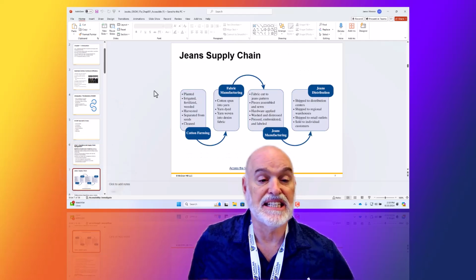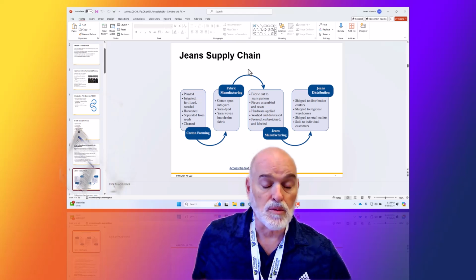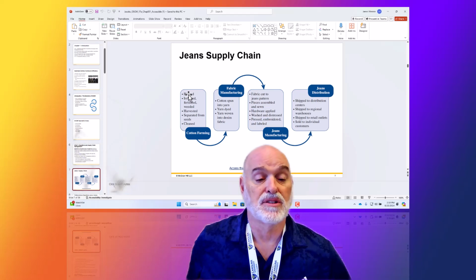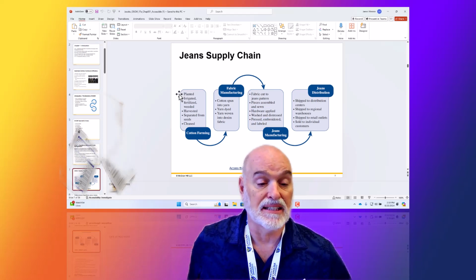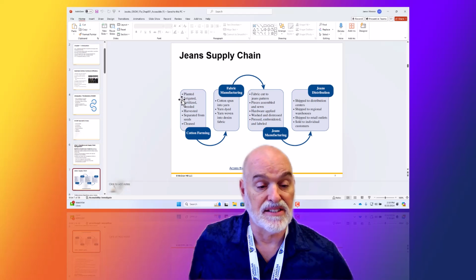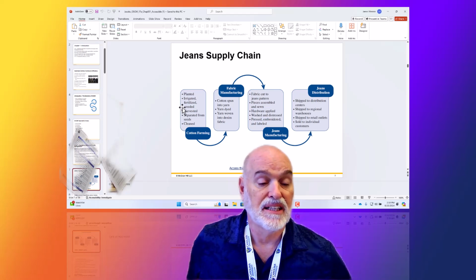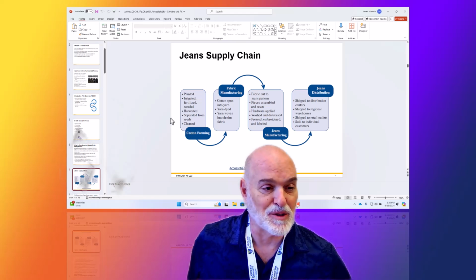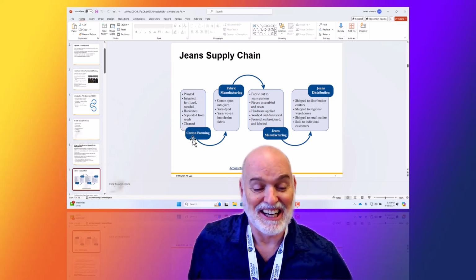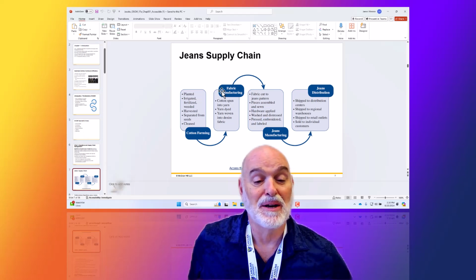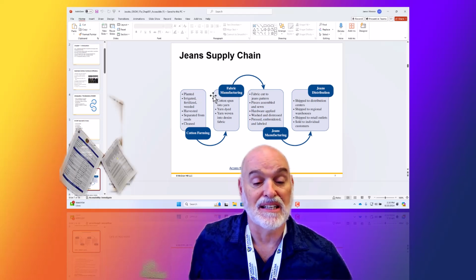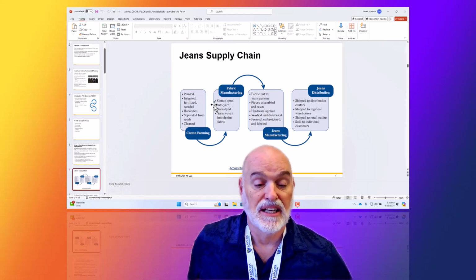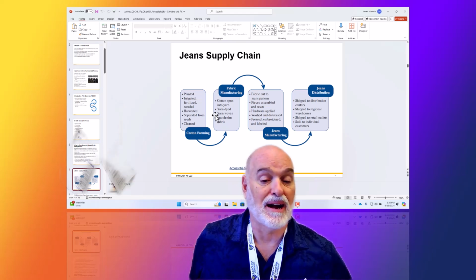Let's take a look at a jeans supply chain. We're talking regular dungaree jeans that you wear. The first thing you have to do is plant the cotton. Then the cotton is irrigated, fertilized, and weeded, and then when it's harvested, it's separated from the seeds, and it's cleaned. Then that product goes to fabric manufacturing, and that's where the cotton is actually spun into yarn, and then the yarn is dyed blue, and then it's woven into the denim fabric.